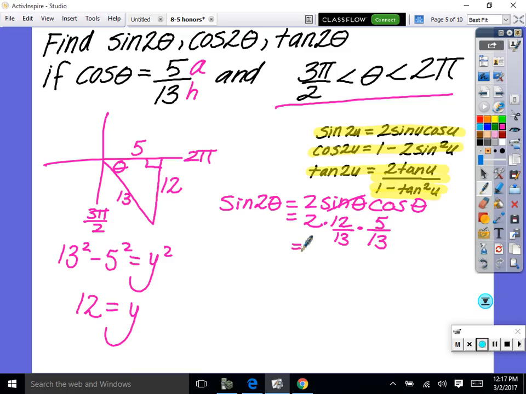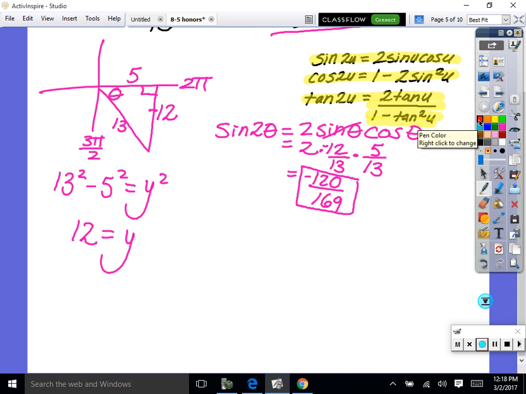So sine of 2 theta simplifies to be negative, wait a minute. This is negative though right here, right? Because it's in that quadrant. So I need to hurry and fix that. So it's going to be negative 120 over 169. It's the simplified fraction.